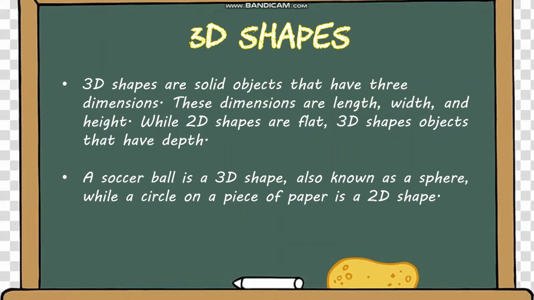For example, a soccer ball is a 3D shape. It's also known as a sphere, while a circle on a piece of paper is a 2D shape. Okay? So the difference between 2D shapes and 3D shapes, for 2D shapes, it has only length and width. But for 3D shapes, it has three dimensions, length, width, and height.